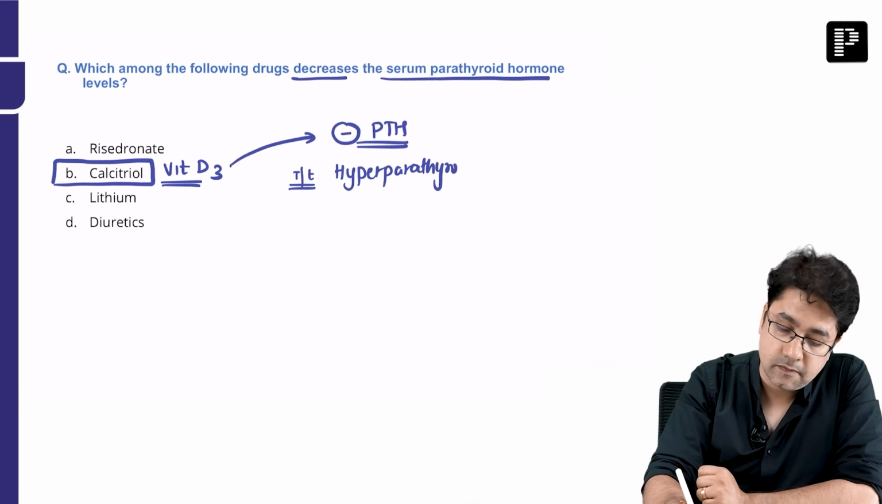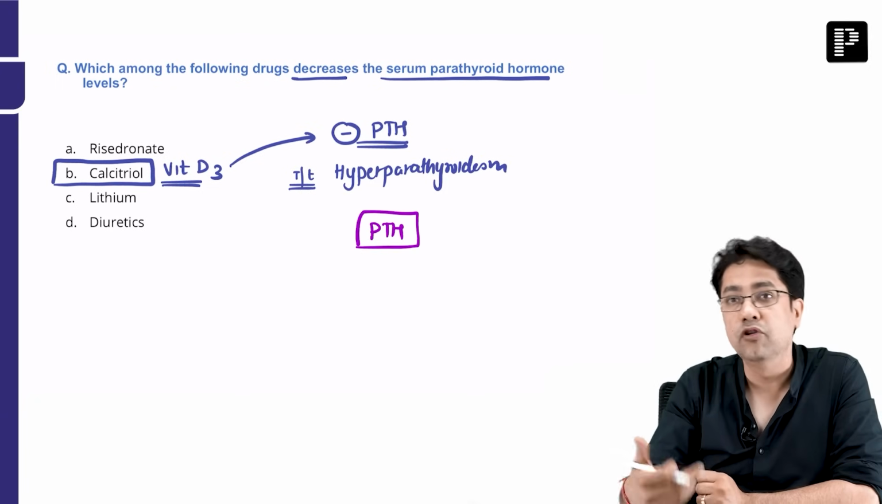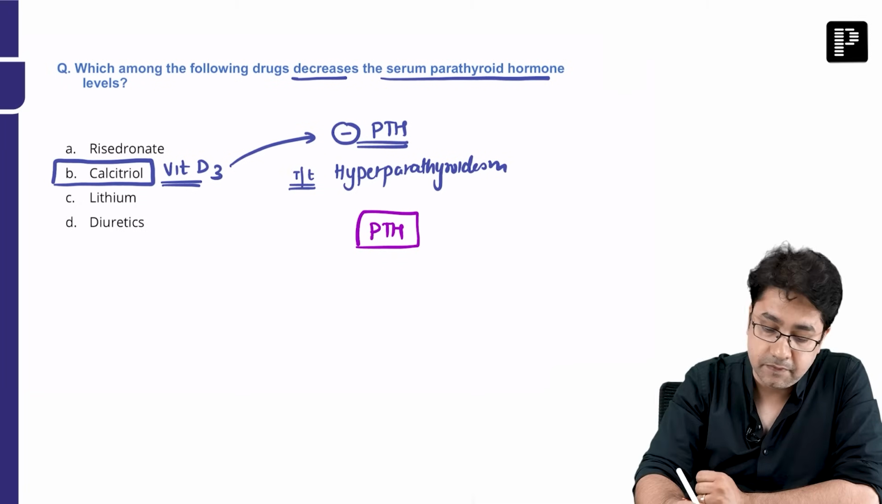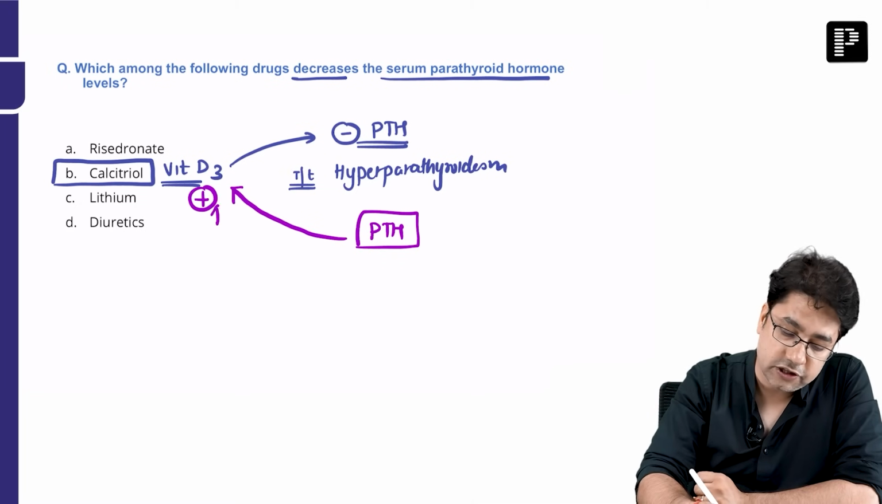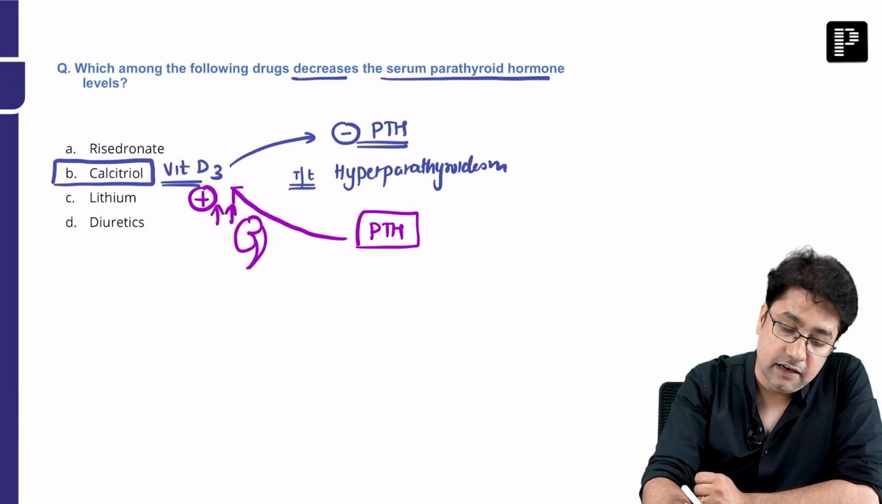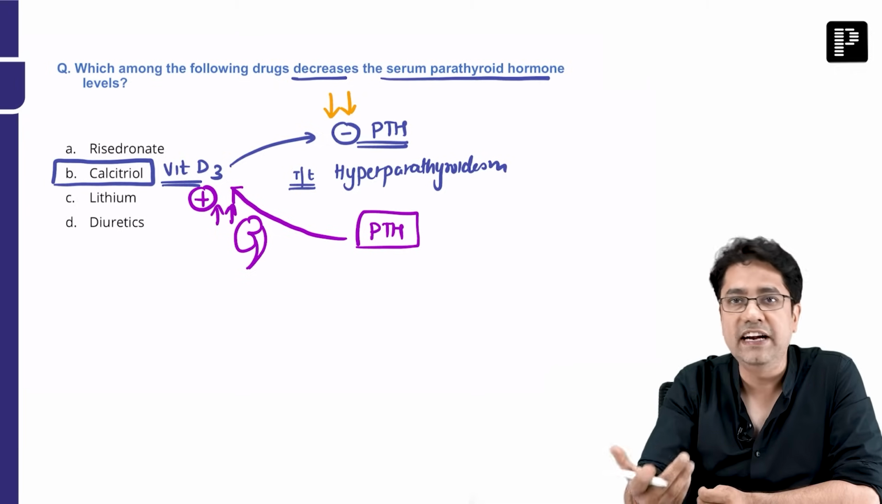hyperparathyroidism. But if somebody will ask you a question in the opposite way, what is the effect of parathyroid hormone on vitamin D production in kidney? Parathyroid hormone increases or stimulates the production of vitamin D from kidney. While vitamin D decreases the production of parathyroid hormone. So it's a negative feedback.